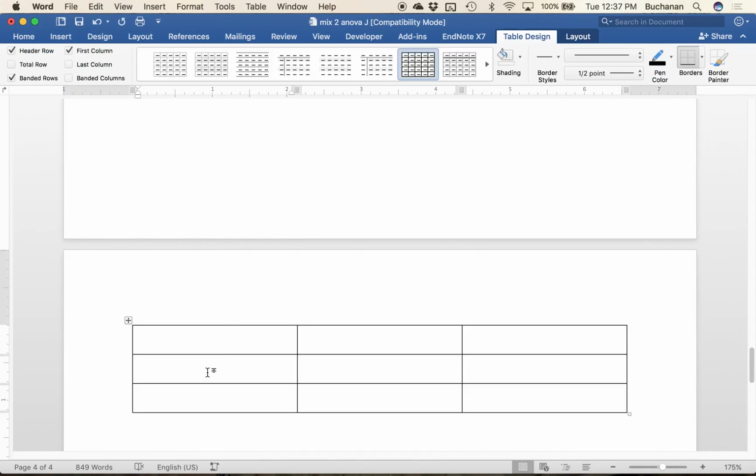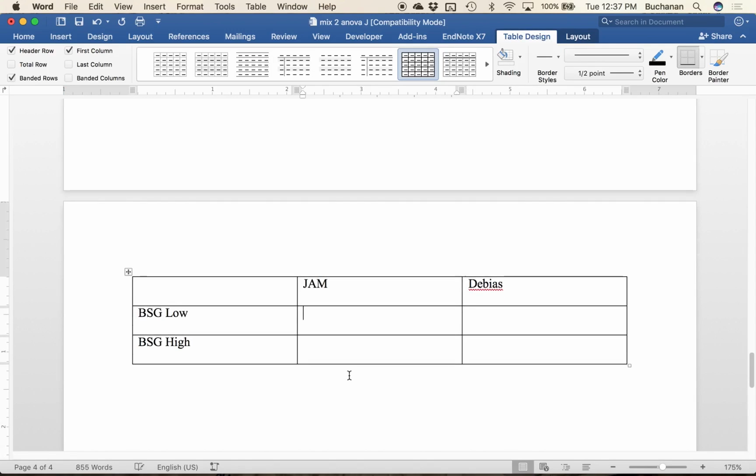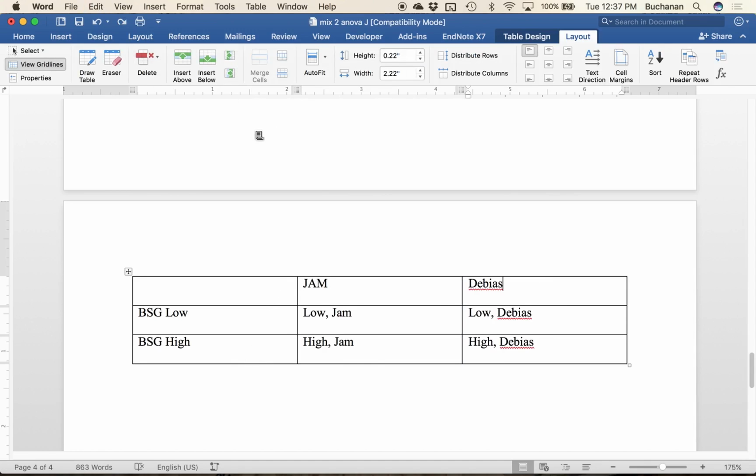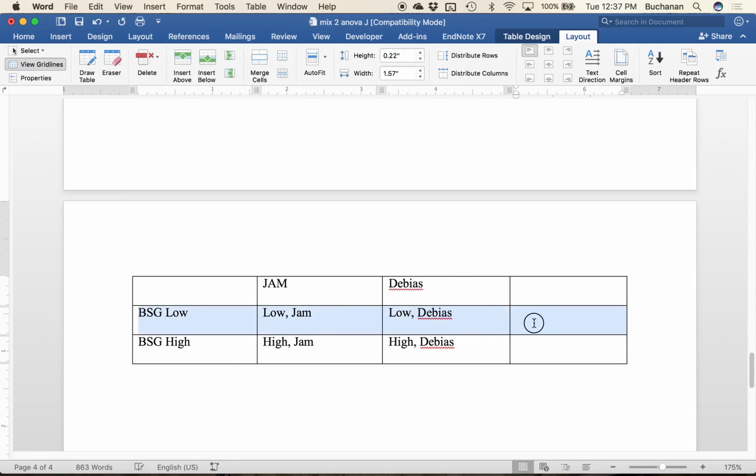Okay. So I've either got BSG low or BSG high. And then I've got my jam group or my debiased group. And so that creates combinations like this. And so these are the conditions in here. So I could analyze this going across this way.